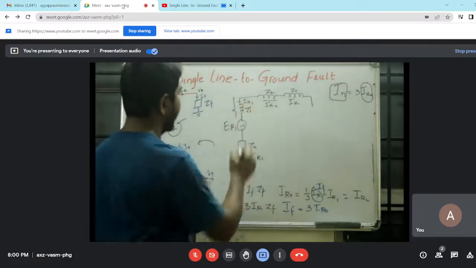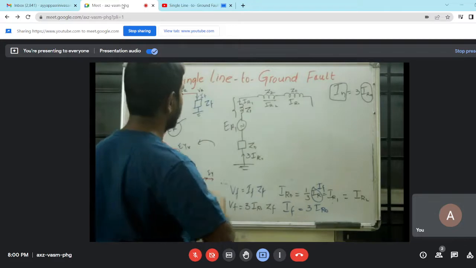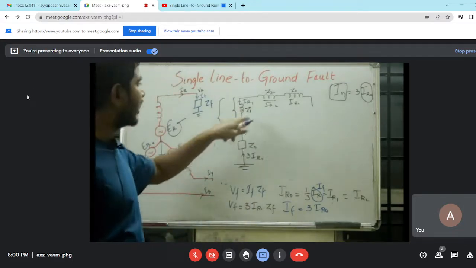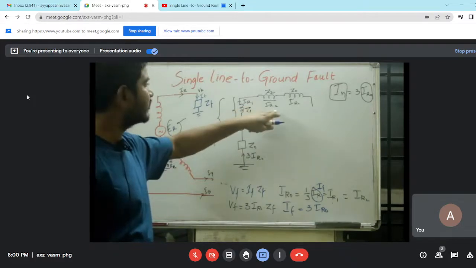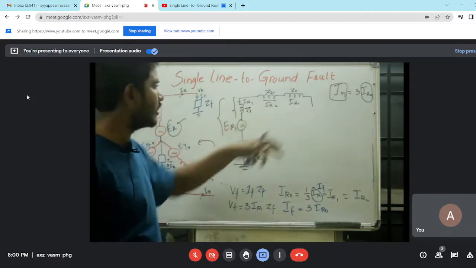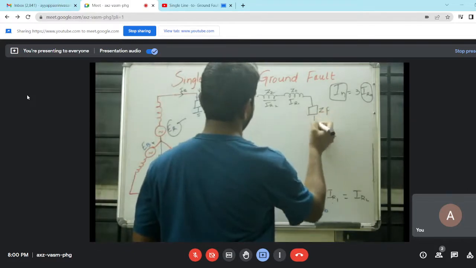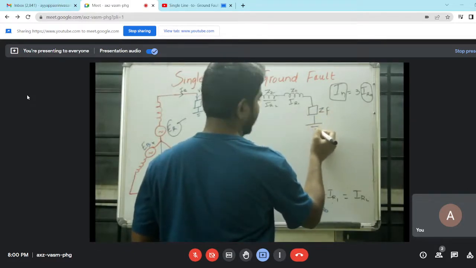So you can easily find the voltages here. Your VR1 will be equal to ER1 minus IR1 into Z1. This is VR2, this is VR0. And again we have here the ZF, and this is grounded here, right?